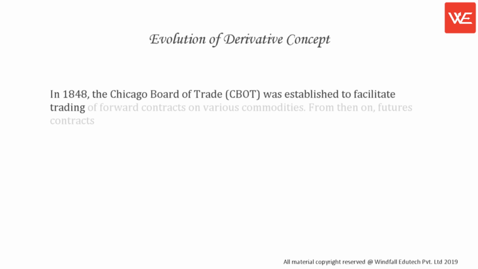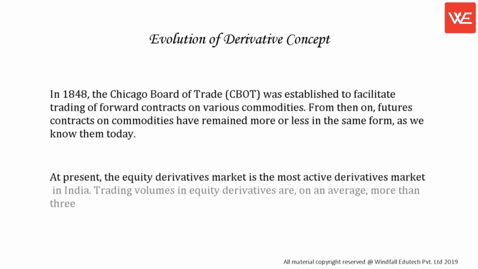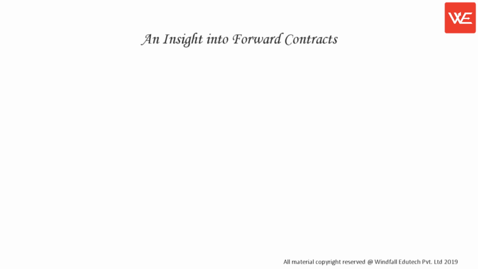In 1848, the Chicago Board of Trade (CBOT) was established to facilitate trading of forward contracts on various commodities. From then on, futures contracts on commodities have remained more or less in the same form, as we know them today. At present, the equity derivatives market is the most active derivatives market in India. Trading volumes in equity derivatives are, on an average, more than 3.5 times the trading volumes in the cash equity market.